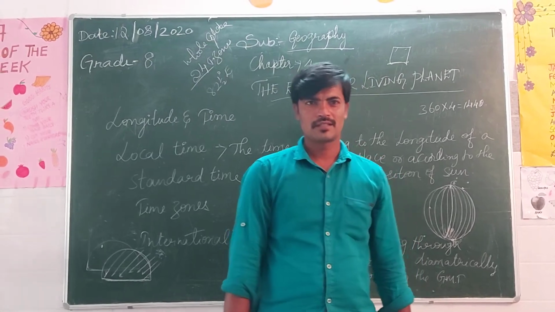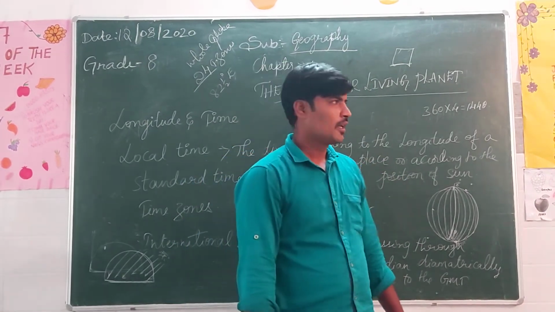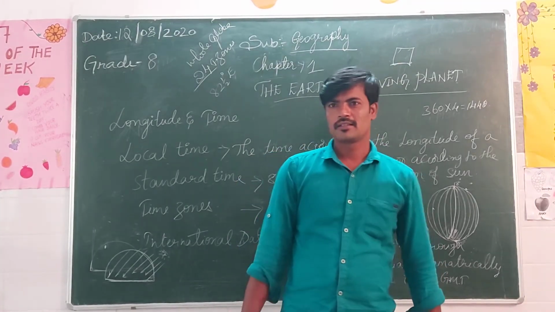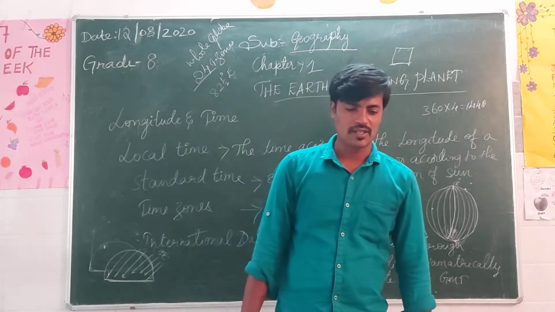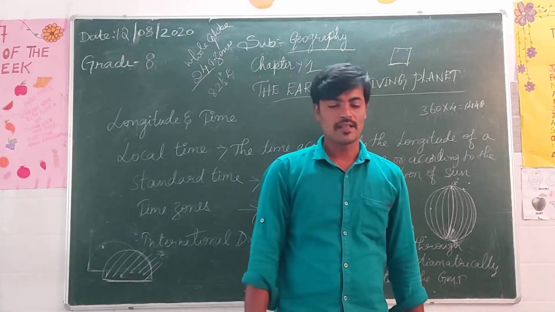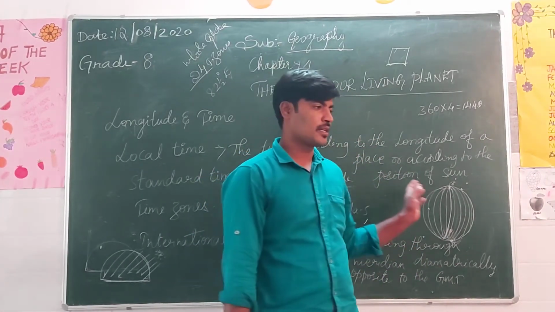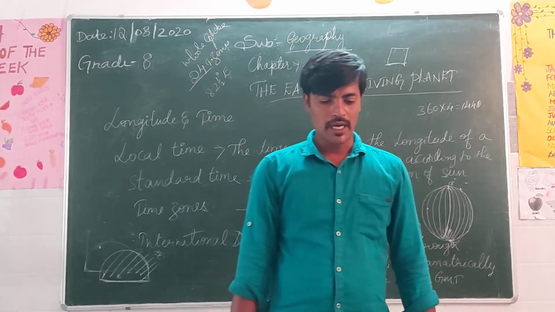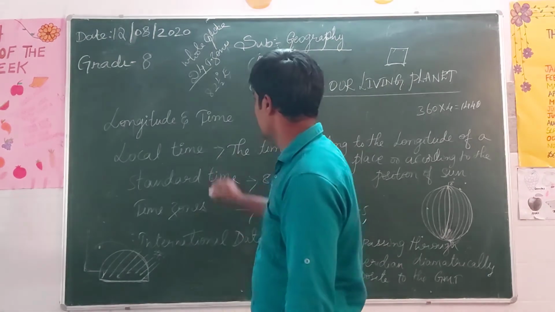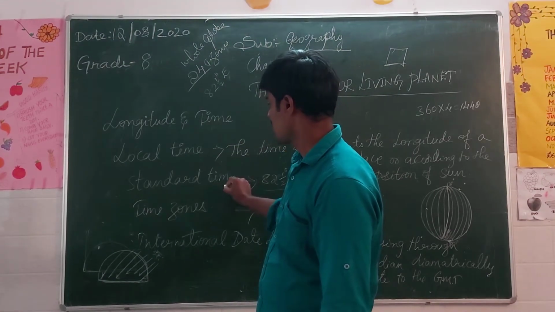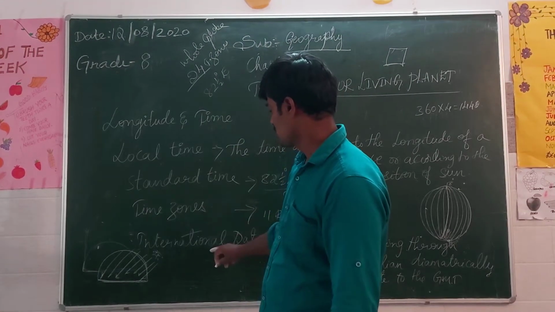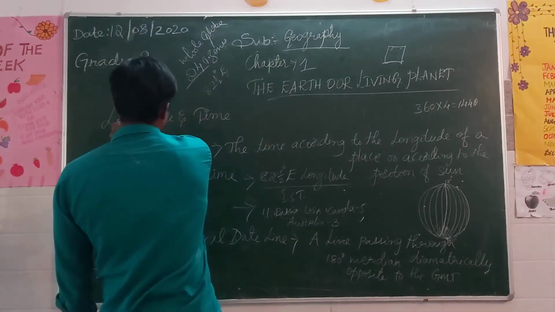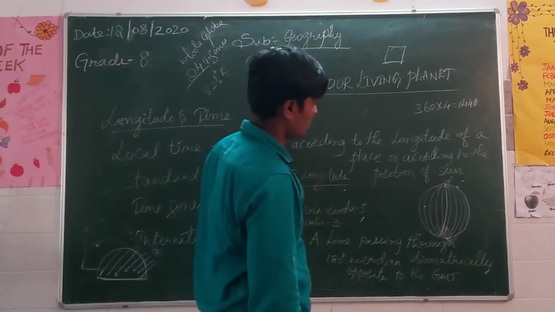Good afternoon, students. In the last session about the Earth, our living planet, we discussed the meaning of the Earth, its size and location, and the importance of longitude and latitude. In this class we are going to learn about longitude and time, local time, standard time, time zones, and the international date line. So now let us first understand longitude and time.